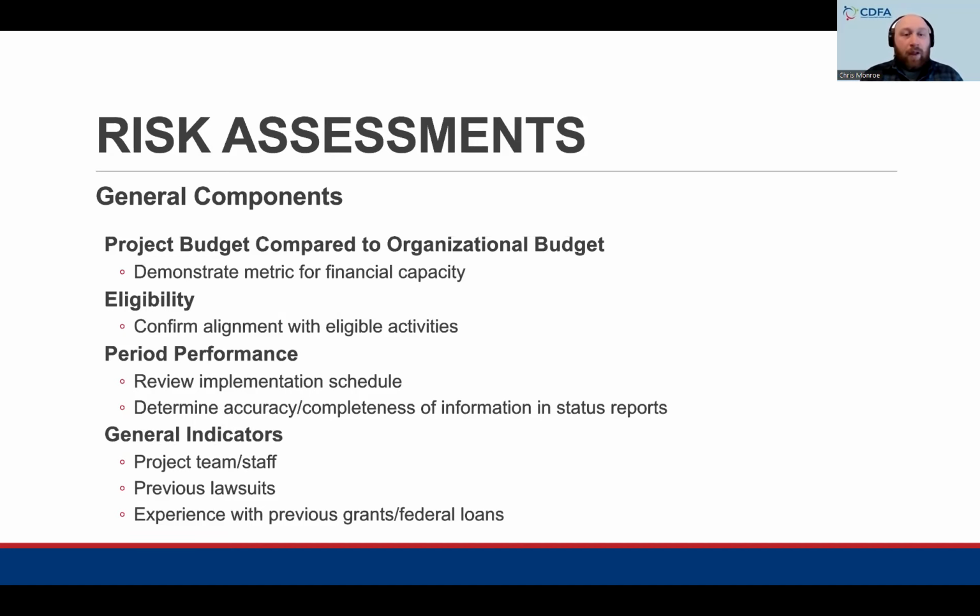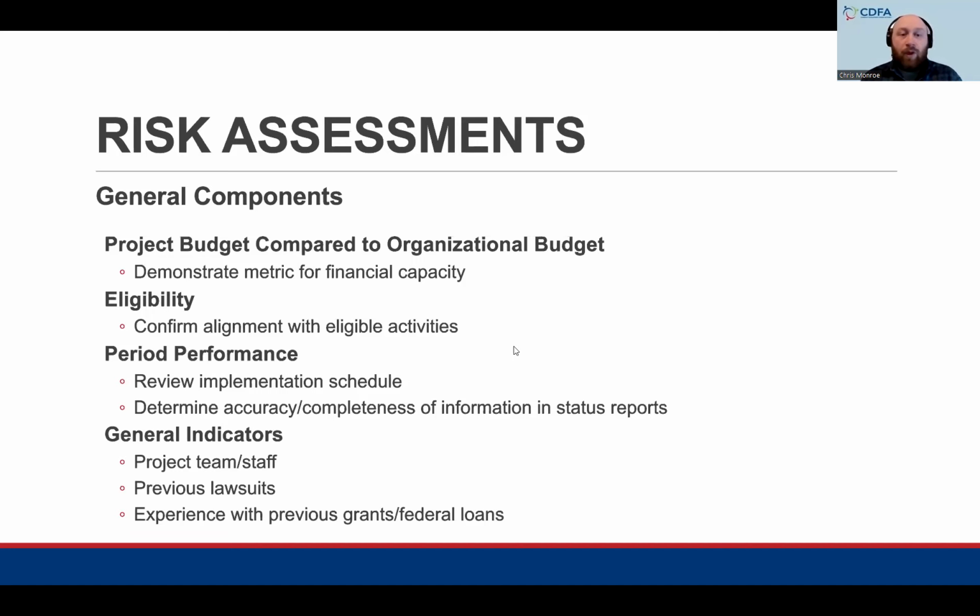So here we outline the general components of the risk assessments. The first is the project budget compared to organizational budget to demonstrate a metric for financial capacity. As you all know, you went through an underwriting process as part of the application. So we will revisit that or any updated information that's been provided or that we might need and review that against the GOPHER standards to establish a risk rating there.